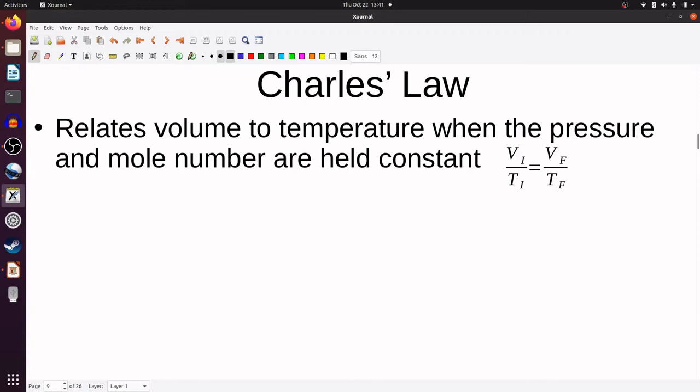Related to what we did earlier, Boyle's Law, you do have Charles' Law, which relates volume to temperature if the pressure and the mole number are held constant. And you get V_I over T_I is equal to V_F over T_F. It's similar to Boyle's Law, except in this case we hold pressure and mole number constant. This is just a small addition in the chapter. It's not as big as some of the other things, so we don't spend as much time on it. But it is included, so I go over it. Okay.